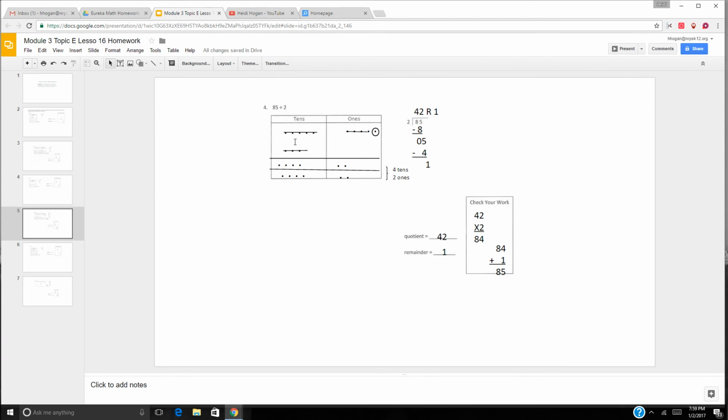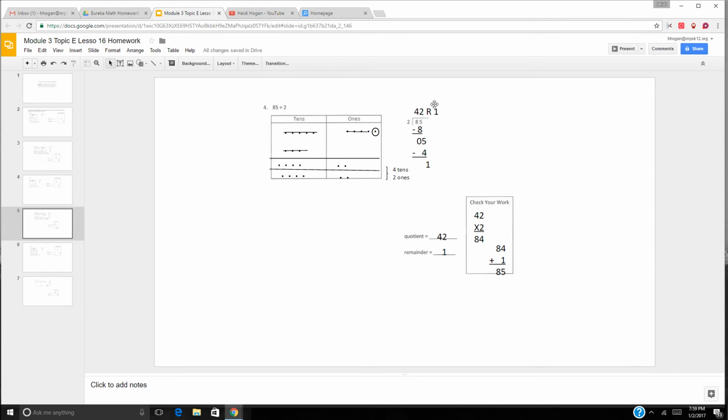Okay, so 85. So 8, 5. And we're dividing it into 2 groups. So 1, 2, 3, 4, 5, 6, 7, 8. And we cross them out as we go. 1, 2, 3, 4. Oh, 5. We have 1 left. So in each of the sections, we have 4 tens and 2 ones, which is 42. And then we have 1 left over.